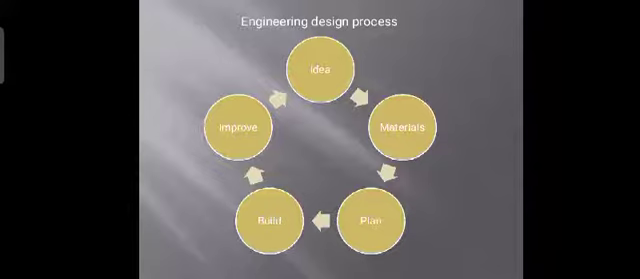Do you remember the engineering design process? We said the engineering design process is a group of steps. We use it to solve a problem. Can you tell me what the steps of the engineering design process are? Number 1, idea. Number 2, materials. Number 3, plan. Number 4, build. Number 5, improve. And we will use these steps to create the house for the homeless dogs in our project.